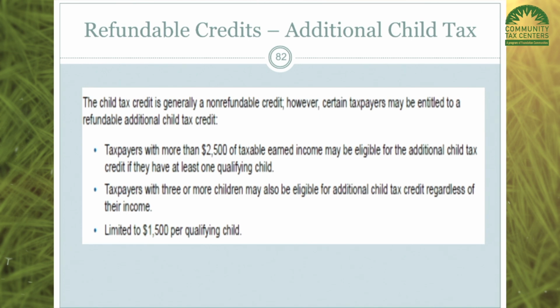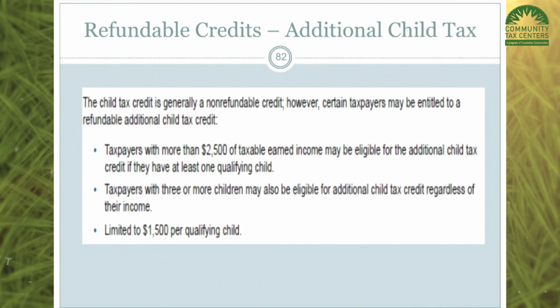So again, this is a refundable credit. So even if we have reduced their tax liability to 0, they qualify for this credit. This is money in their pocket. This is a refund that they're going to receive. The additional child tax credit is limited to $1,500 per qualifying child.